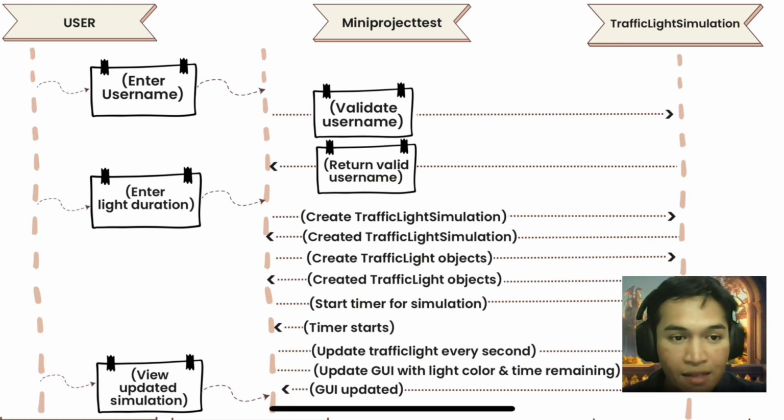For the user, enter light duration. For the mini project, check the username. The username is valid and proceeds to create a traffic light simulation object. The traffic light simulation creates the traffic light objects and starts the timer. The traffic light changes its light color based on the countdown and updates the traffic light simulation. It updates the GUI frame every second with the current color and the remaining time of each traffic light.